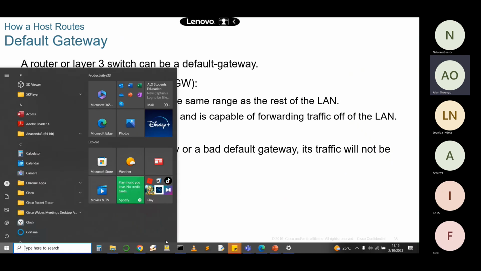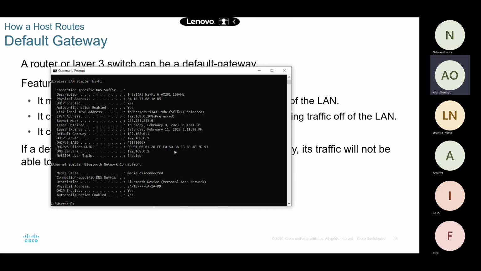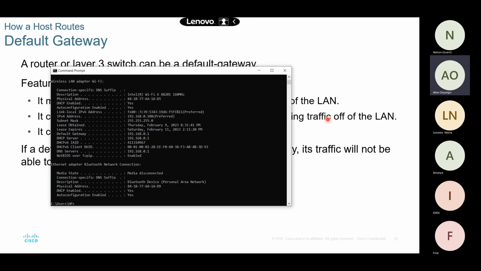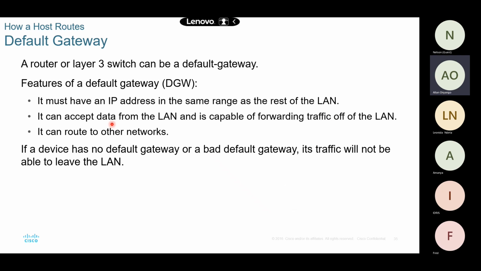And you can see that even in my network here. Look at my IP addressing here. My IP address is here, 192.168.0.108, but I must have a default gateway, which is here. A network without a default gateway cannot be able to access beyond the network, beyond the LAN. That means it cannot be able to access services within the internet or any other network. So the default gateway, very important.